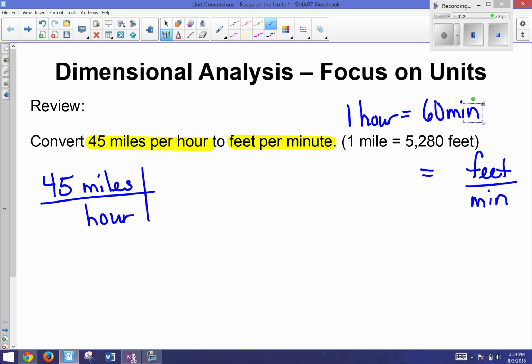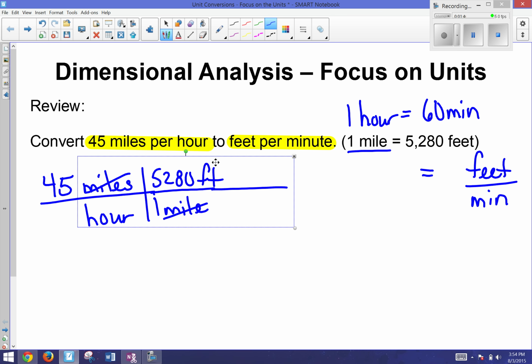to the desired units. So in our next part of our dimensional analysis ladder, we've got to change miles to feet. If I want the miles to cancel, you should put that 1 mile on the bottom and the 5280 feet on top. That's going to cancel our miles, leaving us with feet. And that's what we want on top. Mission accomplished there.